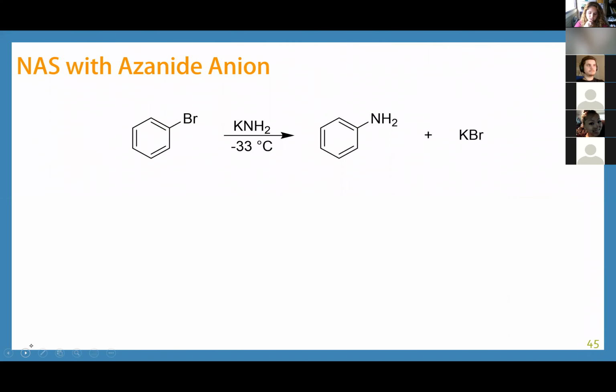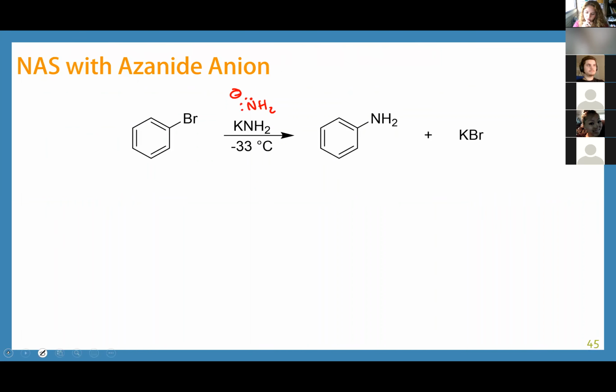The next situation is that you can do nucleophilic aromatic substitution with the azonide anion. So azonide we've seen before. Usually we see it as sodium azonide, but it doesn't matter what the counter ion is. It's still going to be NH2 minus. Now this one has an even weirder mechanism.